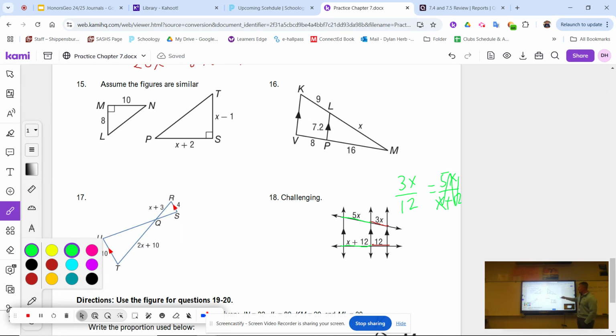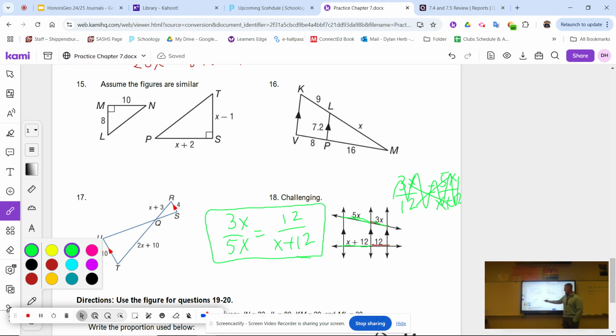So instead of setting it up this way, you could be more choosy with the way you set this up, and I could instead say 3x is to 5x, as 12 is to x plus 12. So you can see how the cross products are identical in the way that I wrote it over here. That's the first way I wrote it. But this way is much better, and maybe you're seeing why.